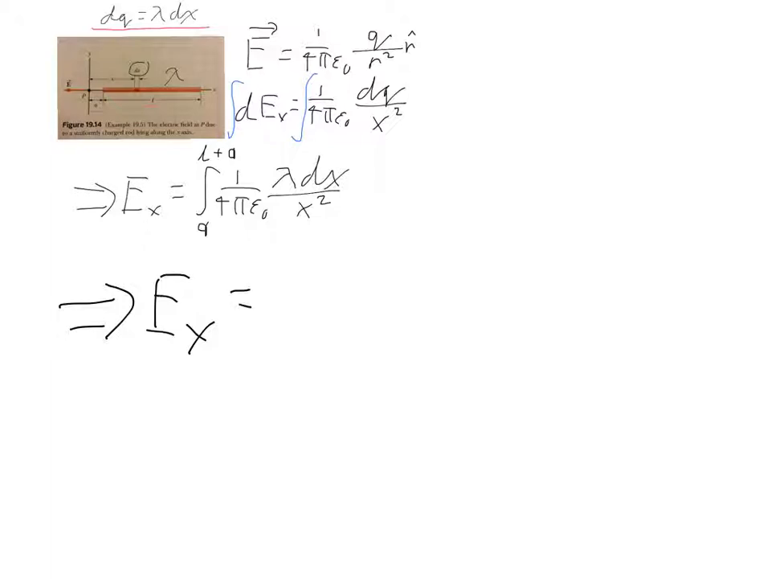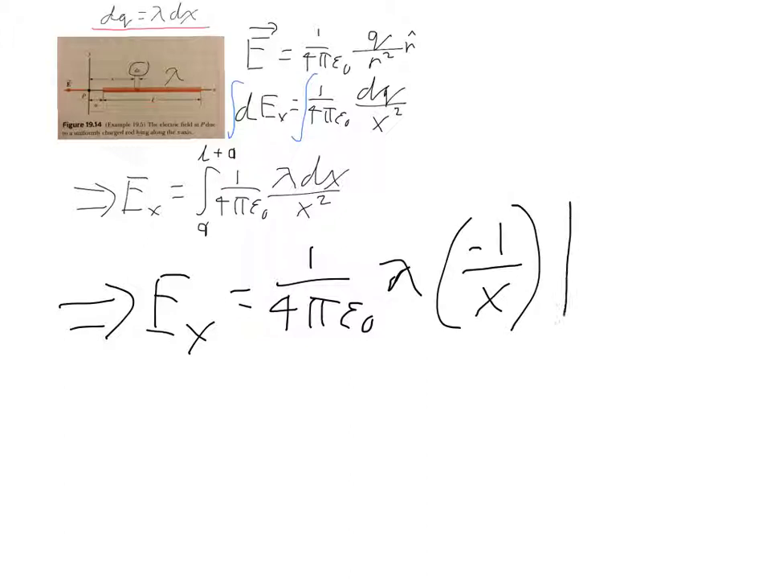So we're going to get 1 over 4 pi epsilon naught lambda. Lambda is a constant, so we can take that out of the integration. And our integral, we're going to get a result of negative 1 over x, and we have our integration limits a and L plus a. So we're going to just plug those in, and that's not too bad so far.